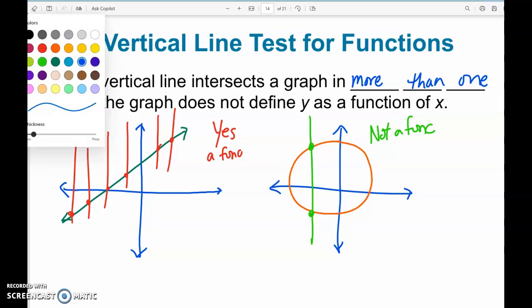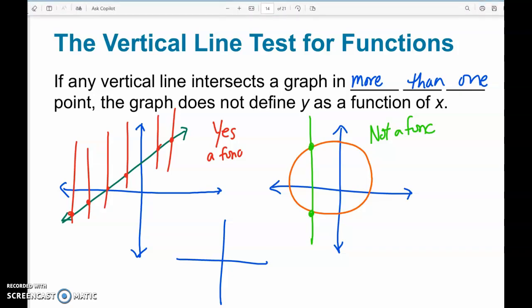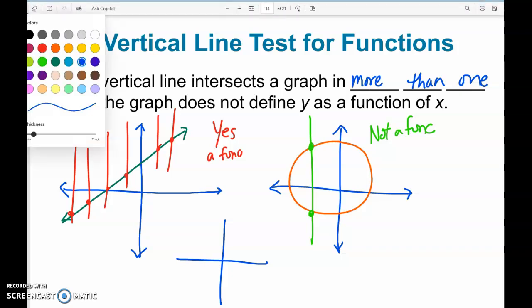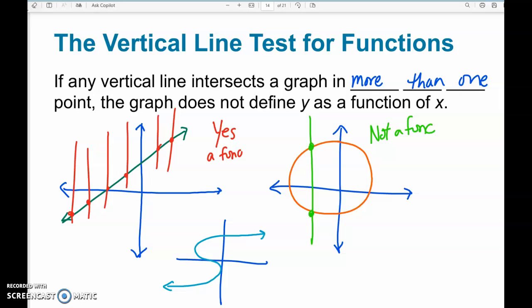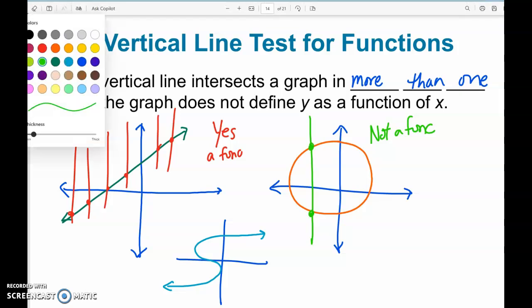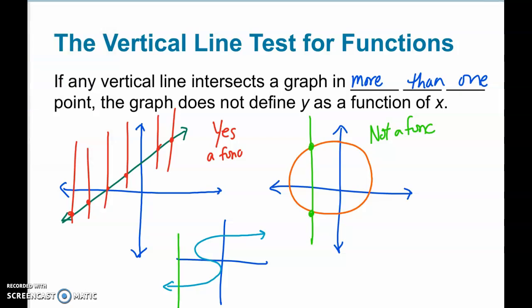If this was my graph, when I draw vertical lines, here it would be fine, but it has to pass the vertical line test in all locations. So you'll notice here it crosses in 3 spots. So it would be not a function.